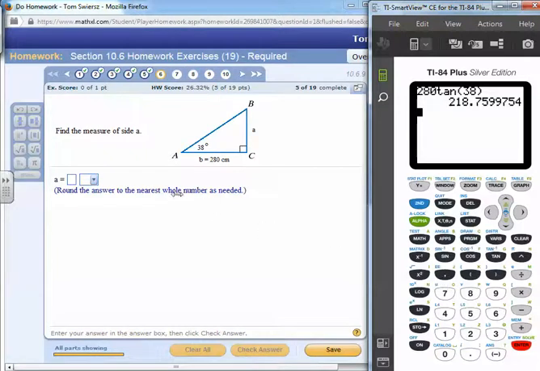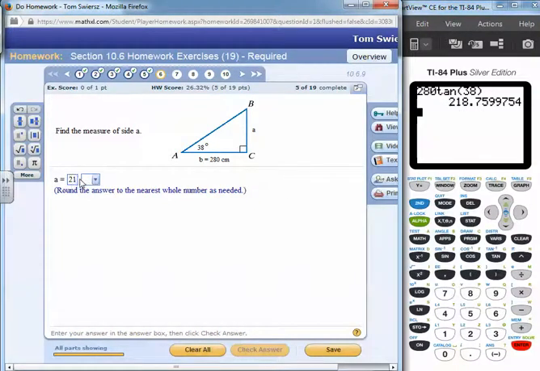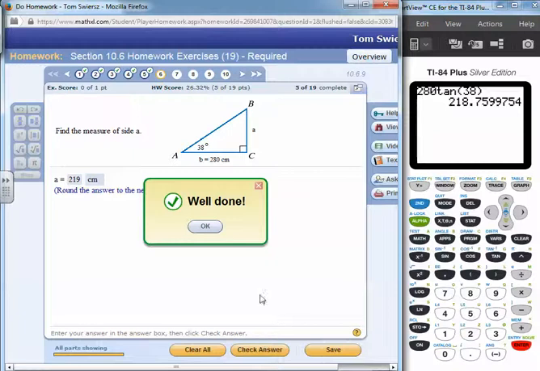218.7599, rounded to the nearest whole number. So 218.7, there's a 7 in the tenths place, so we would round up to 219, and the units are always the same as all the sides will be the same. This one is given in centimeters, so centimeters. It's just the length of a side, so it's just centimeters, not squared units or cubic units. And that indeed is the correct answer. All right, very good.